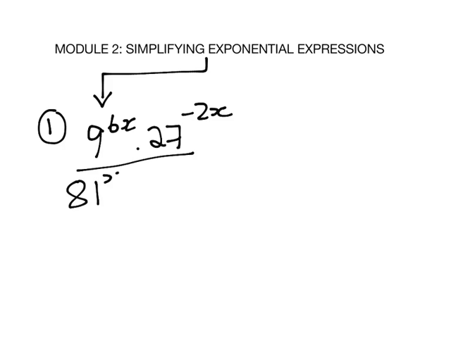So, for example, if we have the sum 9 to the 6x multiplied by 27 to the minus 2x divided by 81 to the x multiplied by 3 to the 2x minus 2, that is a type 1 expression.